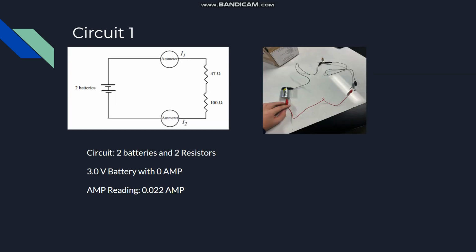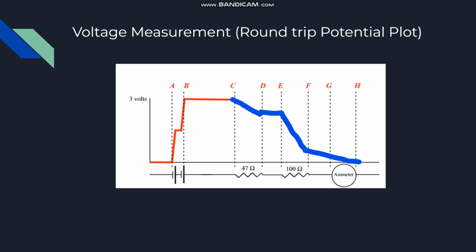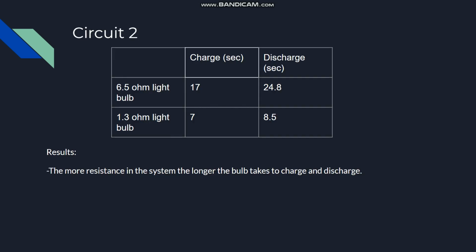So circuit one, you can see here's a little picture of it. It's basically two resistors and two batteries connected. With a 3-volt battery, we got an amp reading of 0.22 amps, using the multimeters to measure. You can see here we marked our graph, and eventually this proves that the loop theorem is correct because it went back to zero. So you see here it goes up and then it goes back to zero, making the net total change zero.